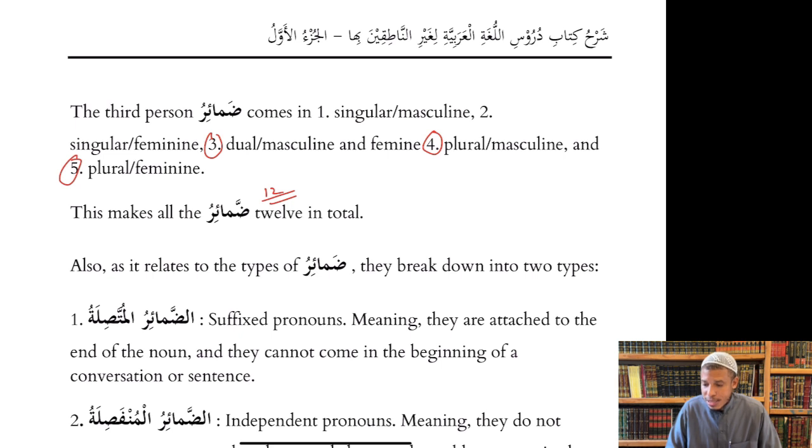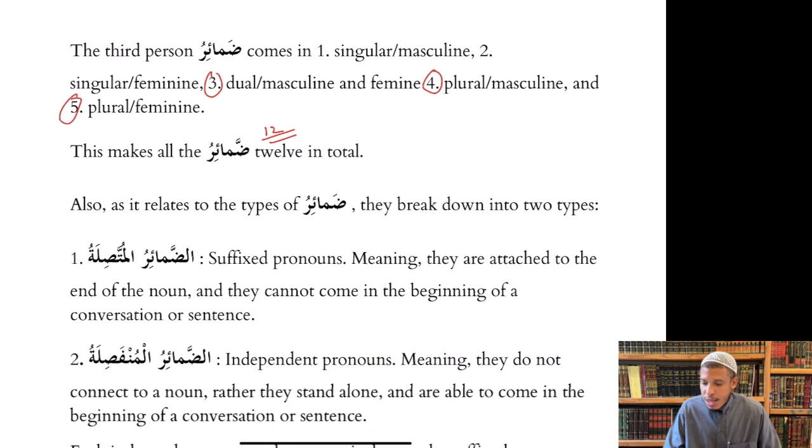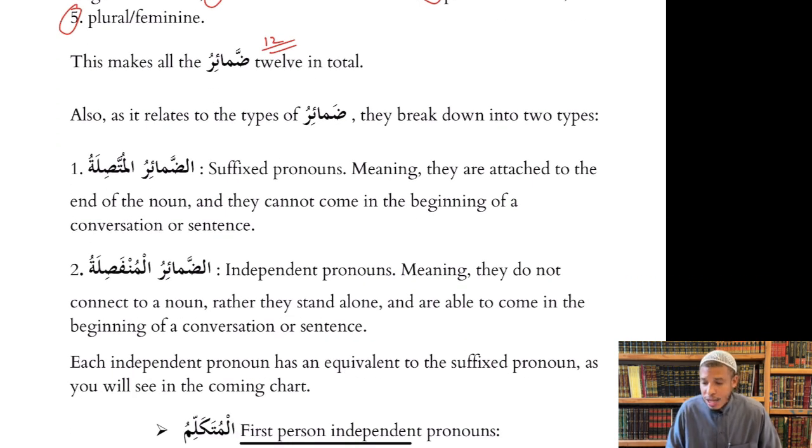And likewise, as it relates to the dama'ir, they break down into 2 types. Al-dama'ir al-muttasila, suffixed pronouns, meaning they are attached to the end of a noun. So you have a noun, and then the damir, the pronoun, is attached to the end of the noun. This is called al-damir muttasil. They cannot come in the beginning of a conversation, nor the beginning of a sentence. And you'll see the chart in a bit.